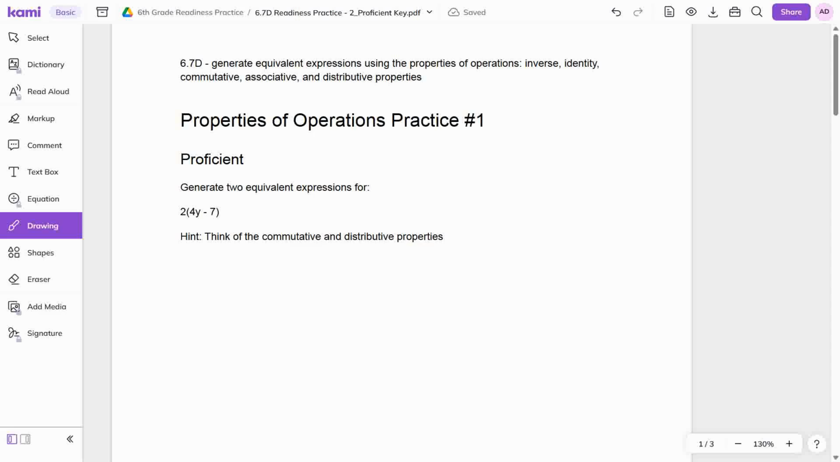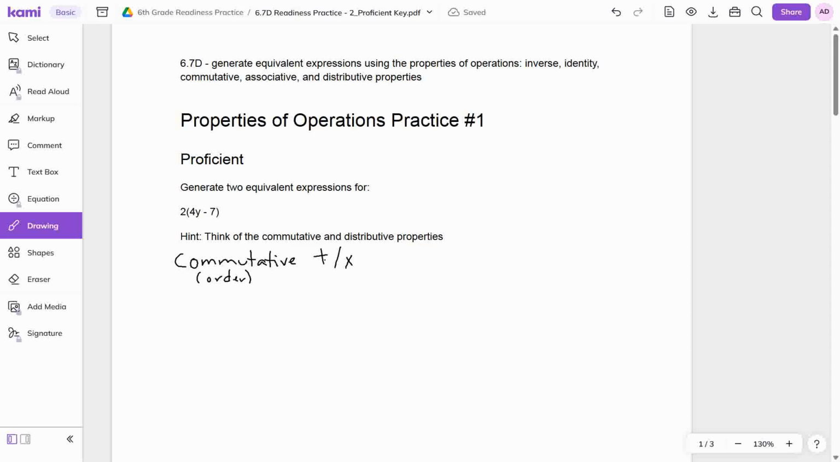So we need to find two equivalent expressions, and we've got a hint here. Let's think commutative and distributive properties. Well, the commutative property is the order property, and so we can change the order of addends or we can change the order of factors because it works for addition and it works for multiplication. Doesn't necessarily work for subtraction or division.